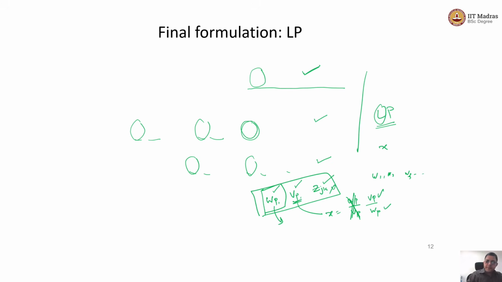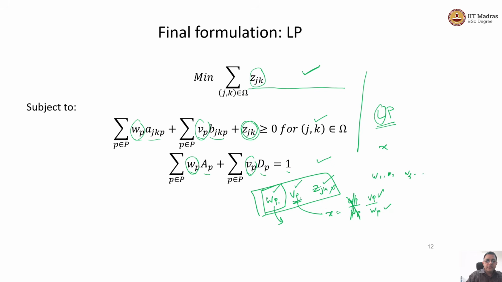Now VP is obtained from the optimal solution of this LP. The optimal solution of the LP is going to give you the values of VP. WP you have anyway calculated. From there you can calculate XP as the ratio of VP divided by WP. Now you have your optimal weights, you have the coordinates of your ideal point, and then the problem is solved.